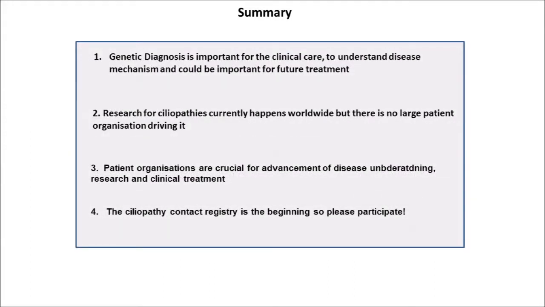So in summary, I think that genetic diagnosis is very important. The research is currently happening worldwide, but there's maybe not enough patient involvement in that. And yes, I think that patient organizations really are crucial for the advancement of the disease understanding and the clinical treatment. And I think this registry, these test plans or the contact database, is the very first step to form one big organization for that. So yeah, thanks.